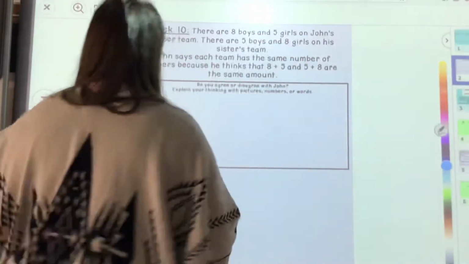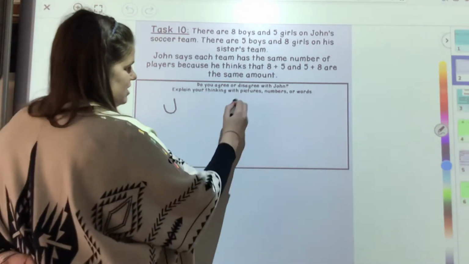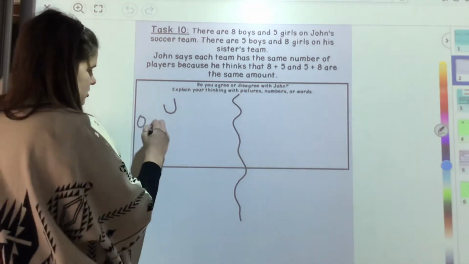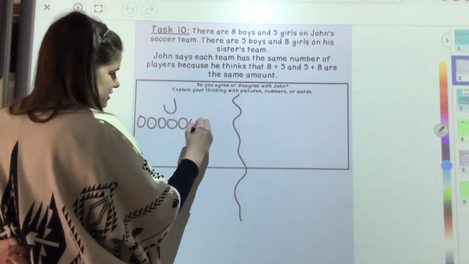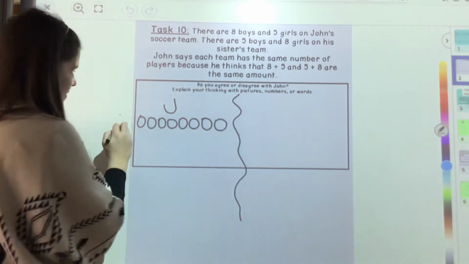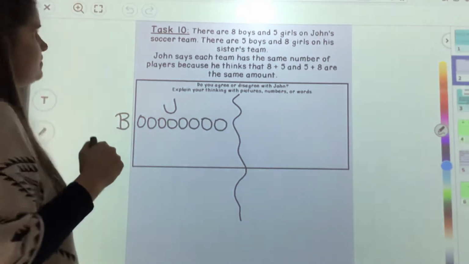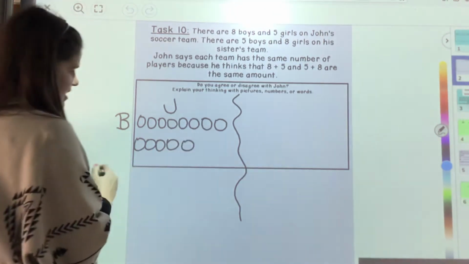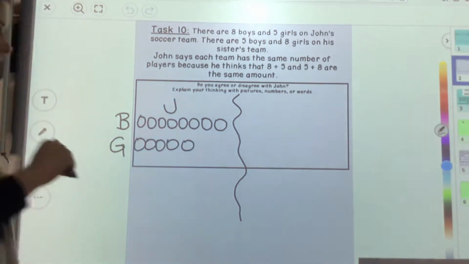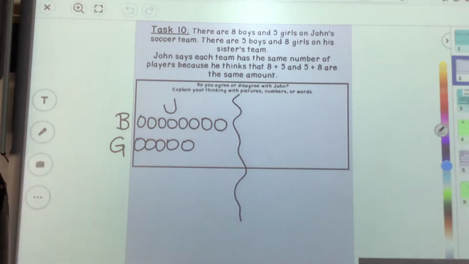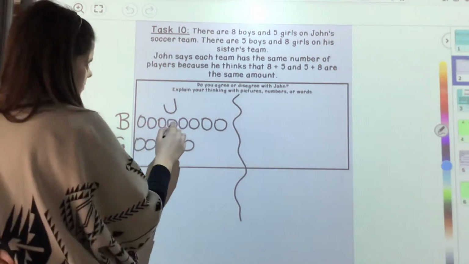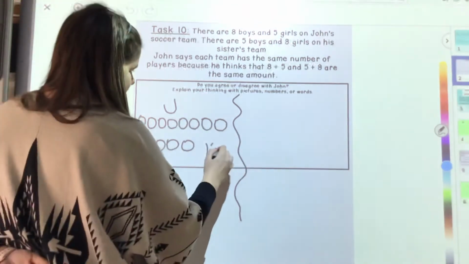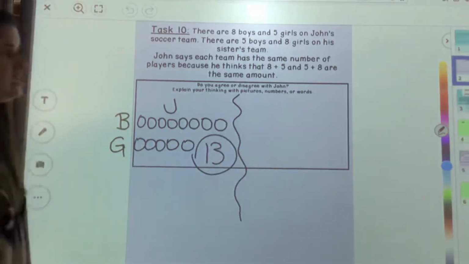So over here, I'm going to put a J for John, and I want to draw a line down the middle. I know that there are 8 boys. 1, 2, 3, 4, 5, 6, 7, 8. And I'm going to put a B for boy and 5 girls. 1, 2, 3, 4, 5. A G for girls. Then I'm going to count them to see how many I have. 1, 2, 3, 4, 5, 6, 7, 8, 9, 10, 11, 12, 13. So on John's team, there are 13 altogether.